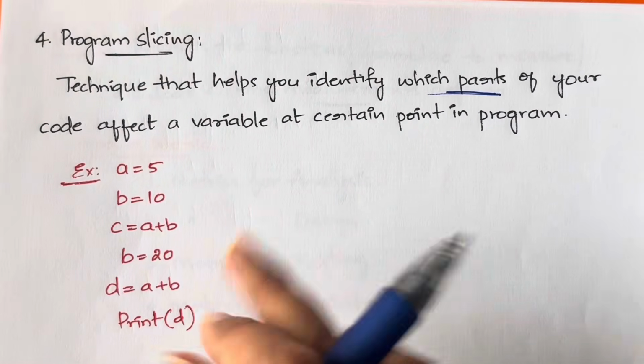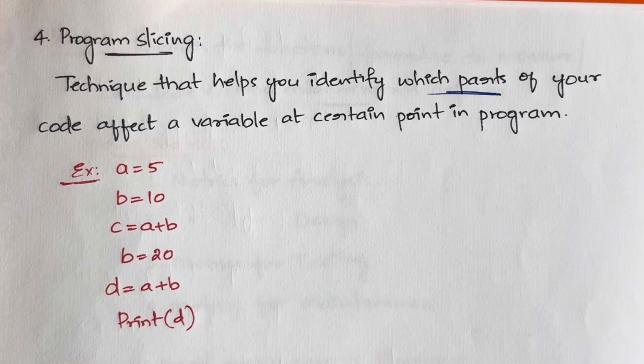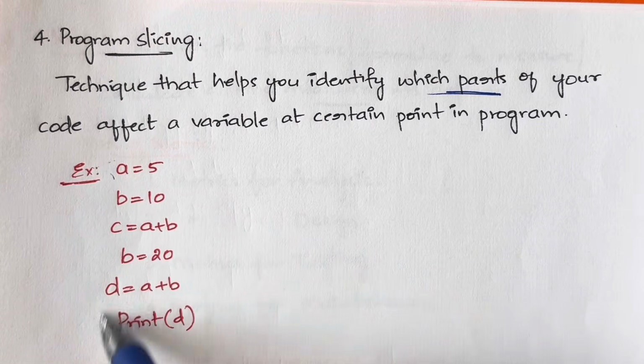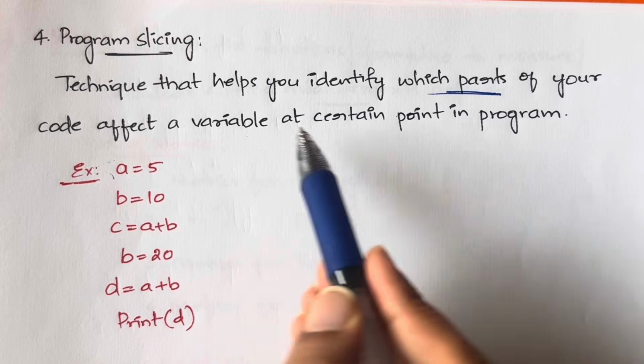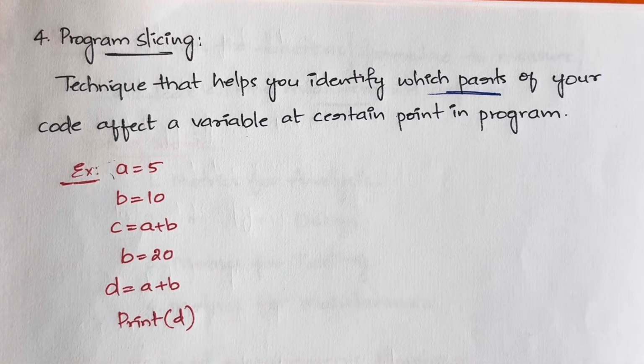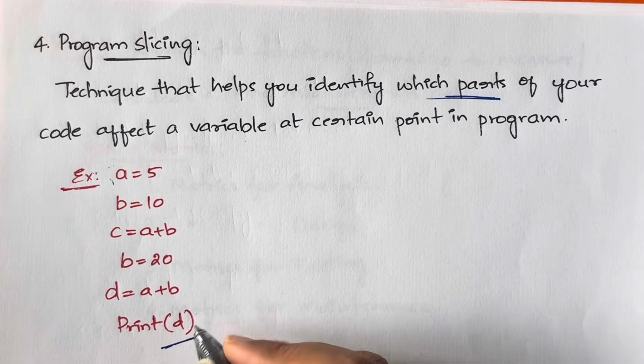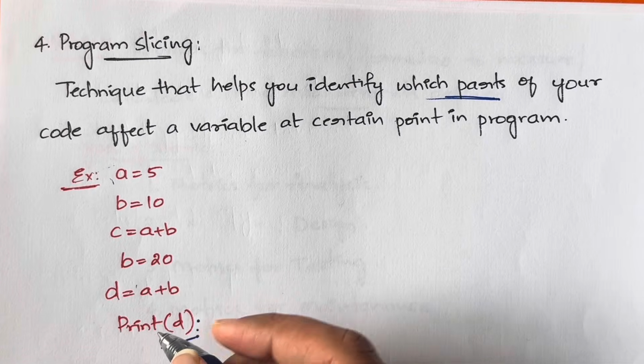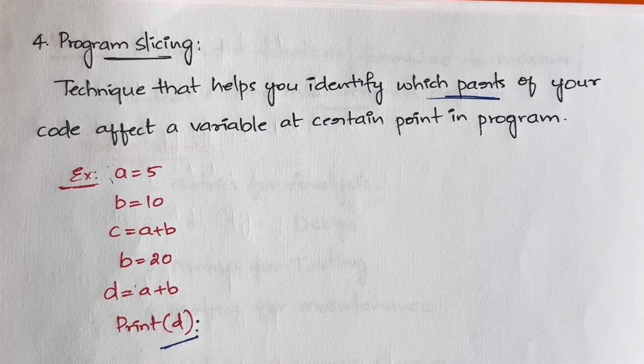So this is our code, right? This is not exactly code, just an algorithm, okay? Which part of this could affect a variable at a certain point. For example, this is your algorithm, and it is printing the value of d. What is d? d is nothing but a plus b, so it is returning the value of a plus b for you. First you'll go back and check what all things might influence d.